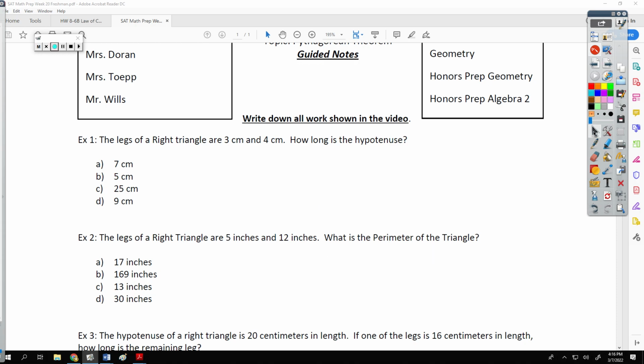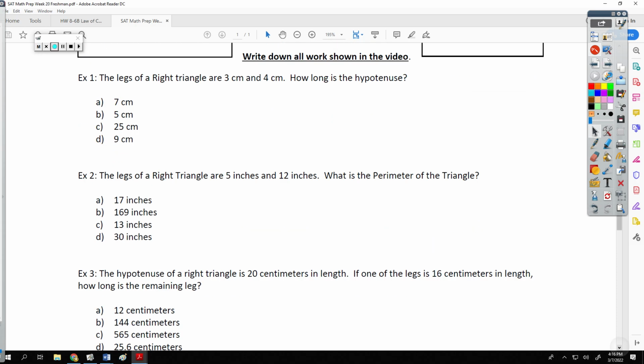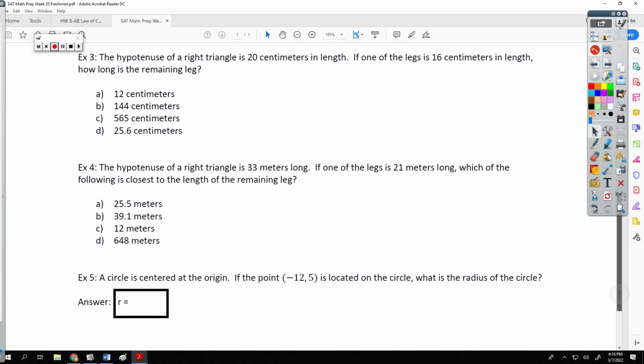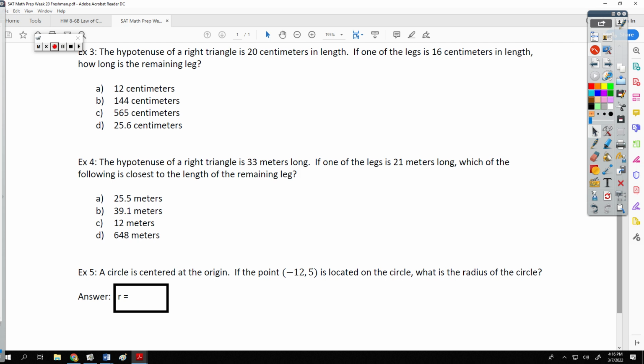On to example 3. In example 3, it says the hypotenuse of a right triangle is 20 centimeters in length. If one of the legs is 16, what is the length of the other leg? So we have 20 centimeters is our hypotenuse, C, and we have one of the legs is 16 centimeters. Say that's A. We still need to find B.